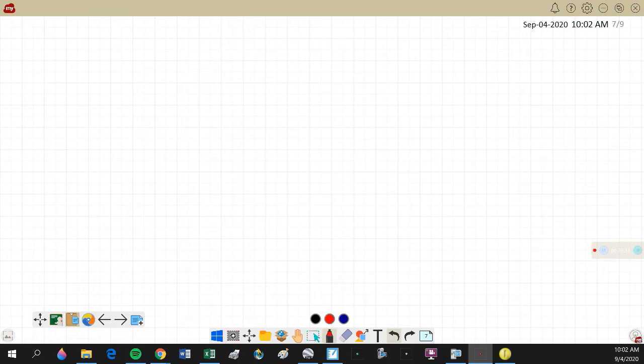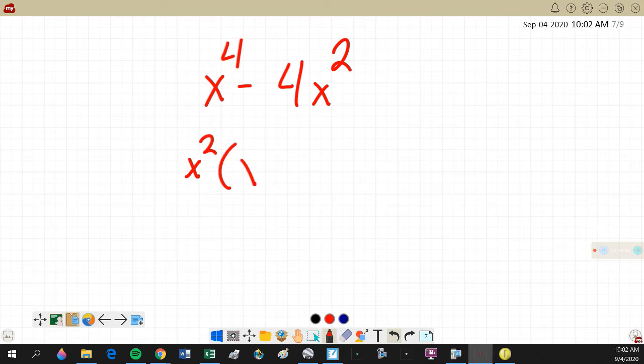19. x to the fourth minus 4x squared. What should I do? Take an x squared out, and then I get x squared minus 4.